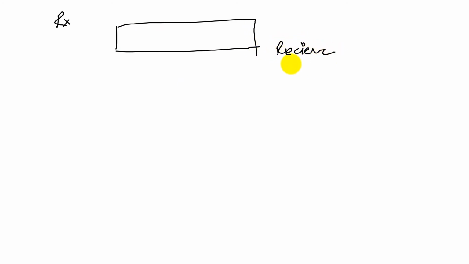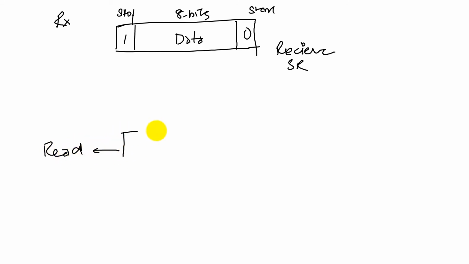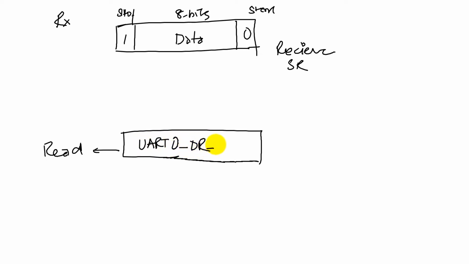Now, let's take a look at the receiver side of the transmission. Just like the sender side, there is a shift register, also of the same size, 10 bits. There is your start bit, the stop bit, and your payload, which is your data, 8 bits. When the software wants to read data, it performs a read on a data register, which we call UART0 data register, and again this 0 can be any number between 0 and 7 for the various UARTs.